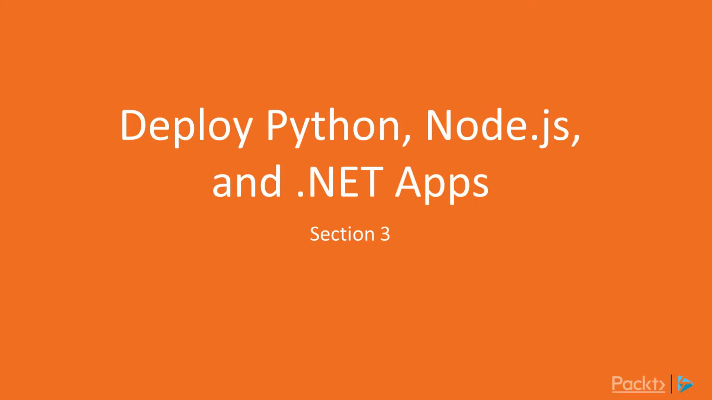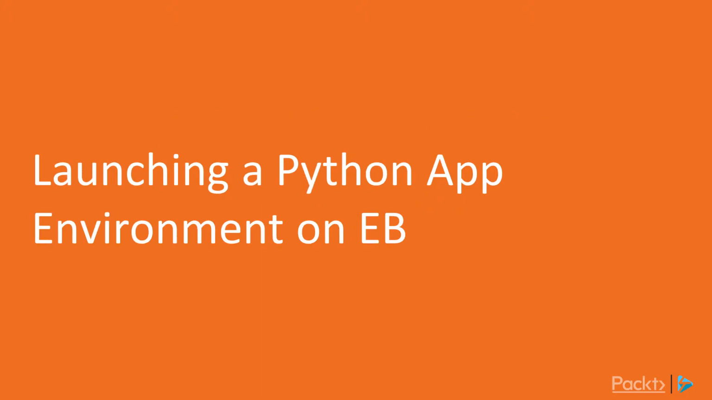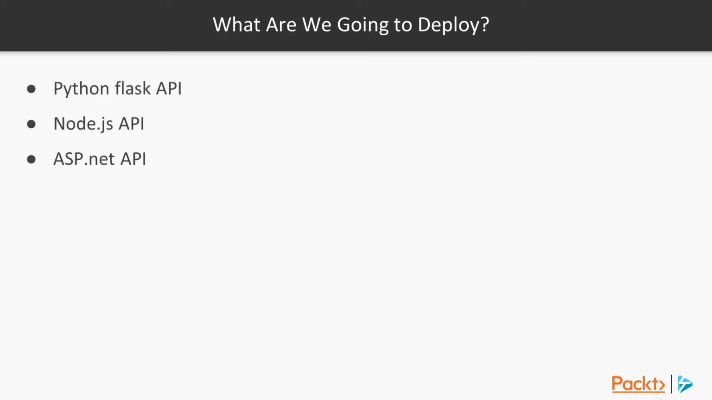In this section, we are going to deploy Python, Node.js, and .NET apps on Amazon Elastic Beanstalk. Let's have a quick introduction to this section. In this video, we are going to launch a Python app environment on Elastic Beanstalk. So what exactly are we going to deploy? We are going to deploy a Python Flask API application, a Node.js API, and an ASP.NET API.